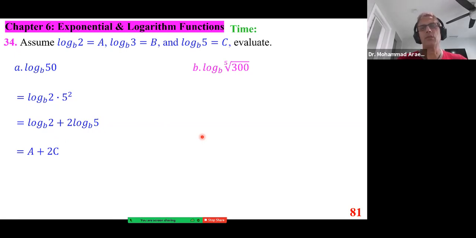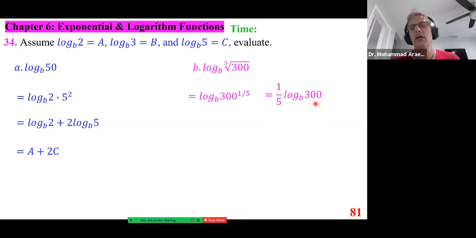What about this one? We do exactly the same thing. This is 300 to the power of 1/5. So 1/5 sits in front. So that's the first thing. Now, 300, every 0 corresponds to 2 times 5. So this is 2 times 5, this is 2 times 5, this is 3. I'm showing you a very fast way of factoring. So we have 2 squared times 3 times 5 squared.